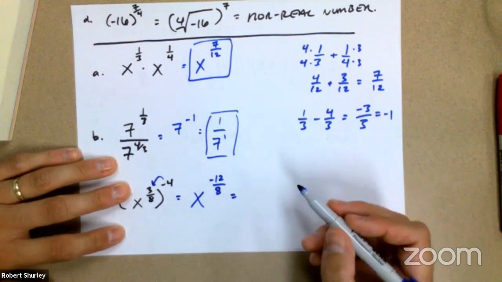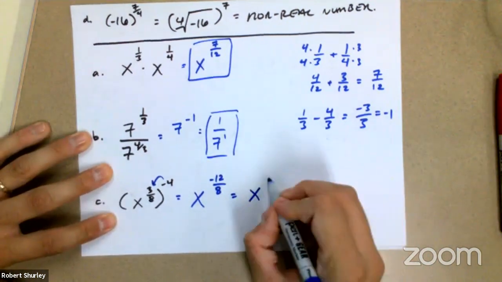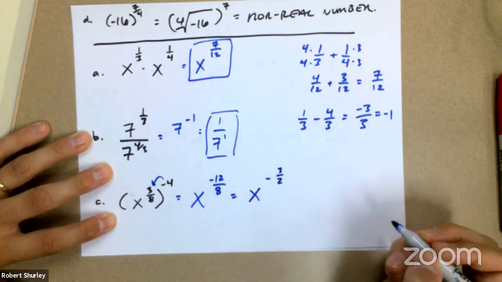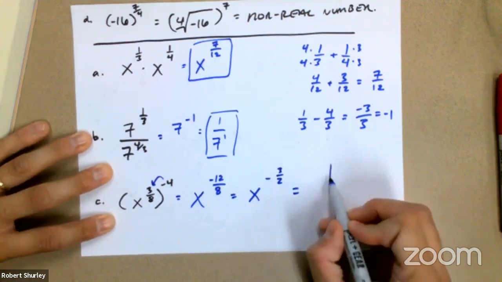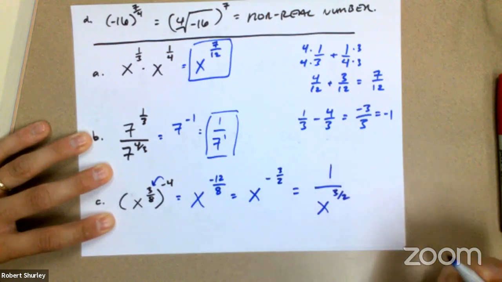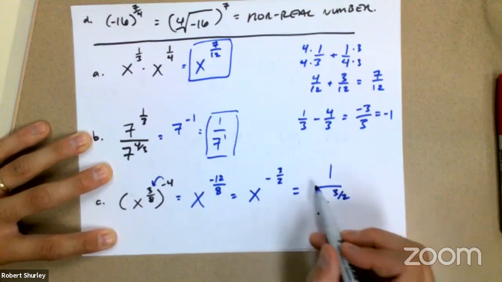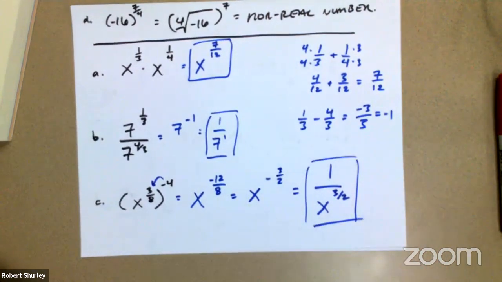So 12/8 is divisible by 4 on top and bottom. So this becomes what? -3/2. And then the negative, I'm just going to make the negative positive. So I'm just going to bring it down. So -3/2 becomes a +3/2 in the exponent when you put it in the denominator. Yeah, I'm going to write it a little bit bigger. I need to start writing a little bigger.